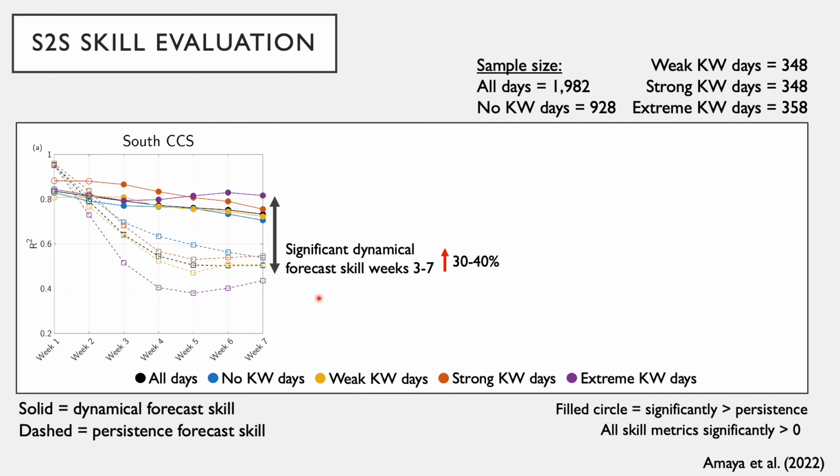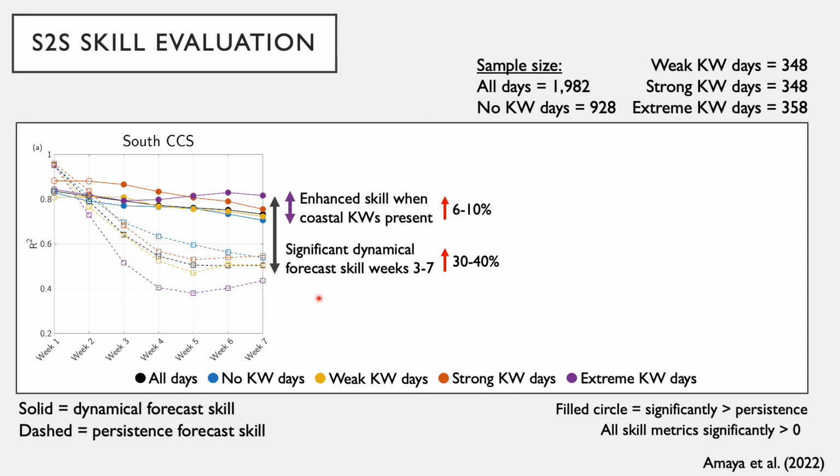For one thing, we are still seeing significant dynamical forecast skill, just in general, from weeks 3 to 7, where we're seeing that the dynamical forecast system can explain something like 30 to 40% more of the sea surface height variance in the observations than just a pure persistence forecast. So right there, that's a feather in the cap of the dynamical forecast system. It seems to be doing something good.